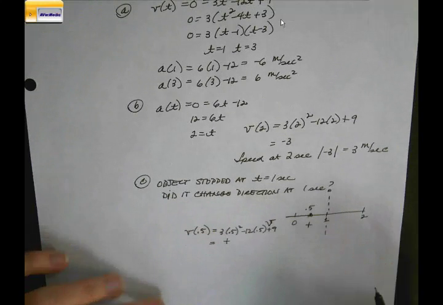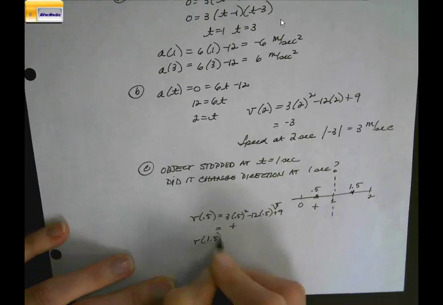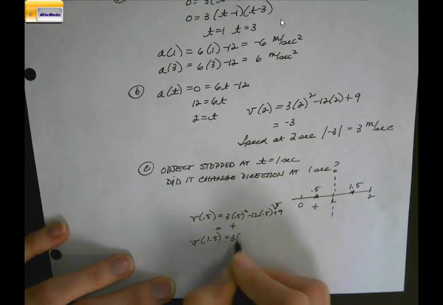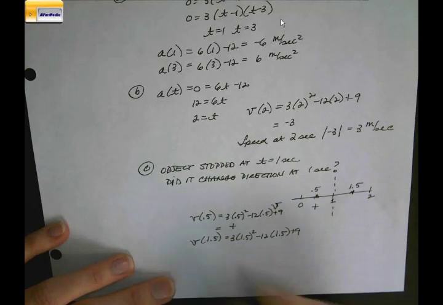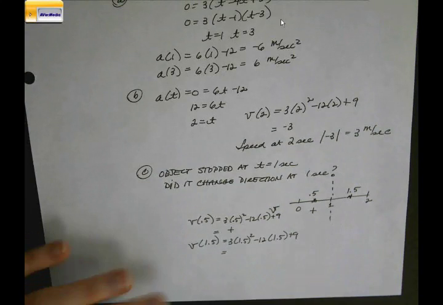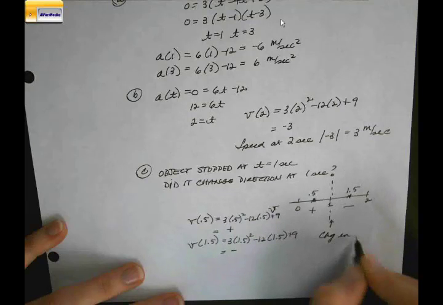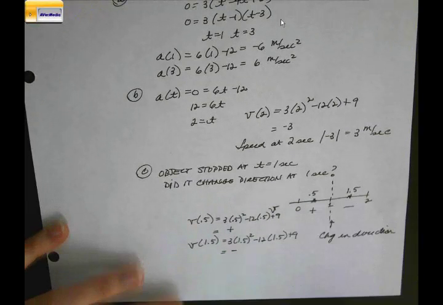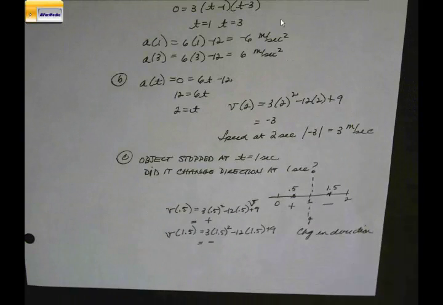Okay, so it's going in a forward motion. Okay, let's pick something between 1 and 2. Suppose that we pick 1.5. The velocity at 1.5 is 3 times 1.5 squared minus 12 times 1.5 plus 9. And when you calculate that, it's negative, right? So we did get a change in direction. It was going forward, then it stopped, and it went backward. So we have to calculate the distance in both cases. I need a piece of clean paper.